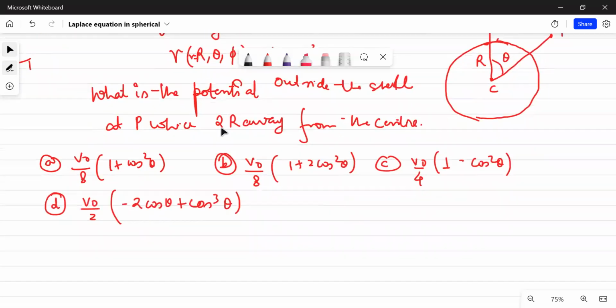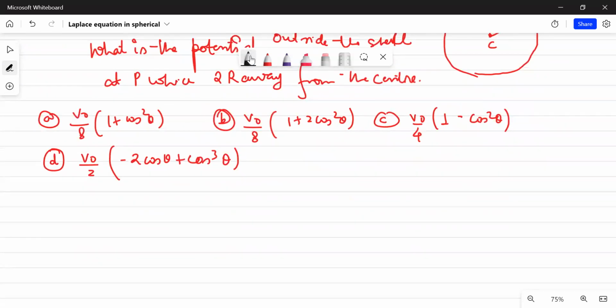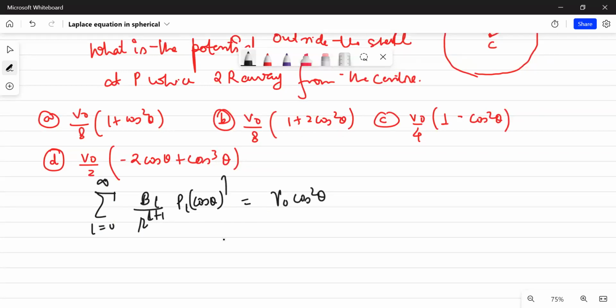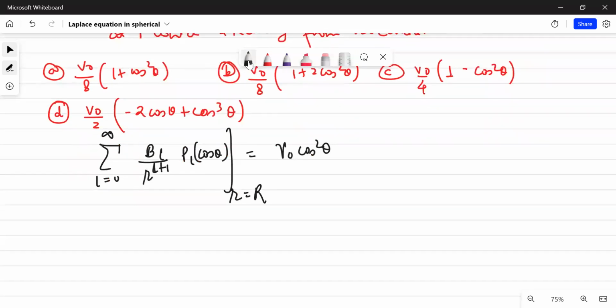Okay, so how to do this problem? All you need to do is just compare these two terms. Your potential outside is given by the sum of B_l upon r^(l+1) P_l cos theta, and you have to compare this with V naught cos square theta. ठीक है, so इसको compare करते हैं. So what I'm going to do is at r equals R, l equal to 2 will survive. हाँ l equal to 2 survive. बस वही देखते हैं अपन check करते हैं. So let us do this problem.